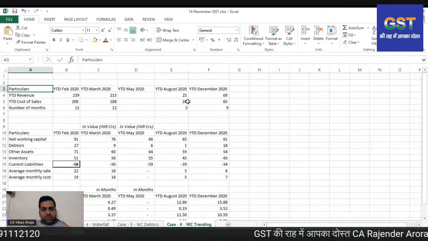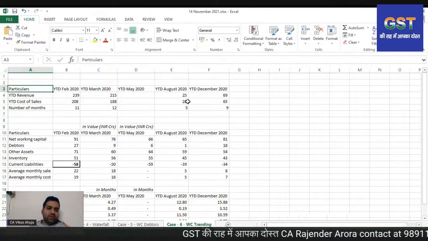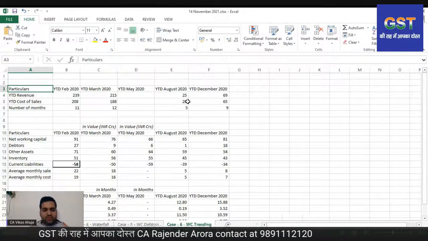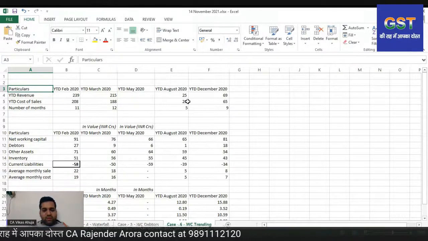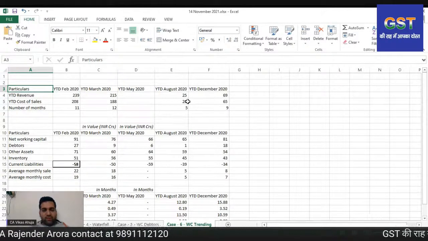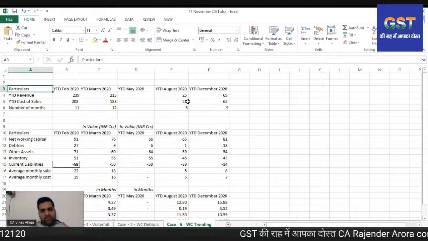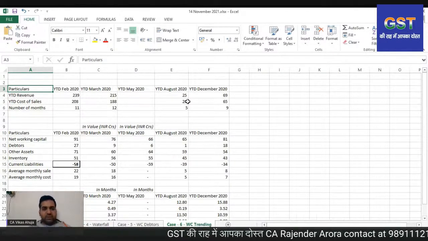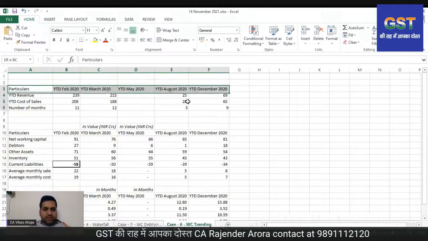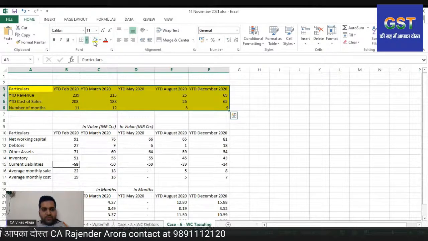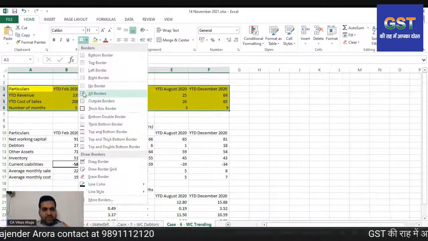And today we'll be touching upon how overall working capital, including my current assets, current liabilities, and net working capital, can be shown in one line and bar graph both. It's all in the same graph. So this is the base data. Just color it for the purpose of clarity.